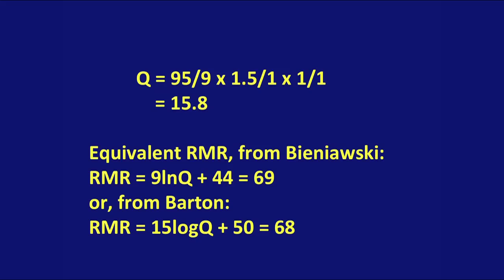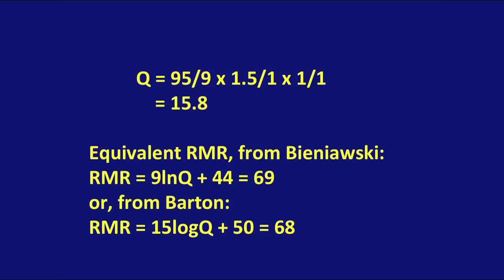We come to the calculation of the Q value, and this is the RQD divided by Jn multiplied by Jr divided by Ja multiplied by Jw divided by SRF. So you can see that from our numbers there we have 95 divided by 9 multiplied by 1.5 divided by 1 multiplied by 1 over 1. And that gives a Q value of 15.8.